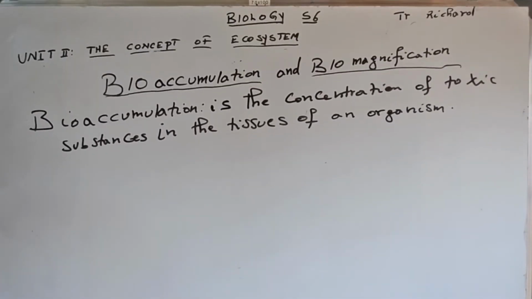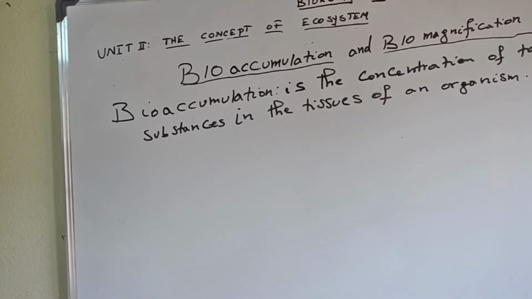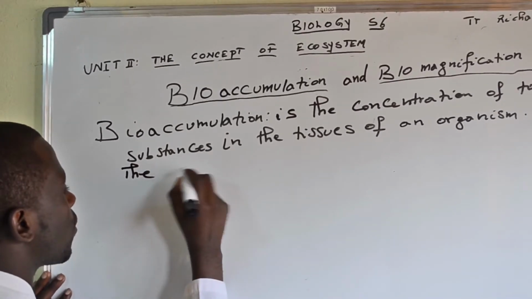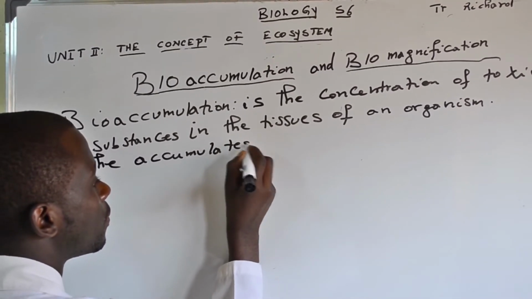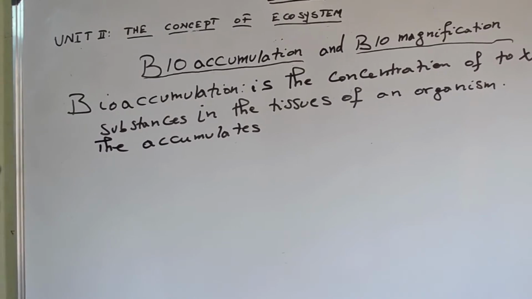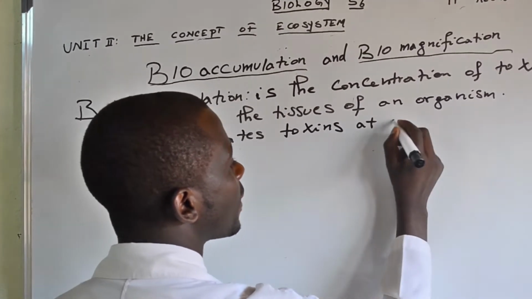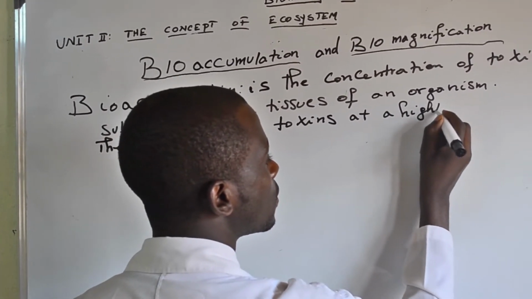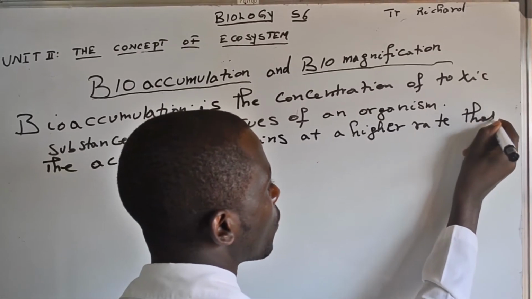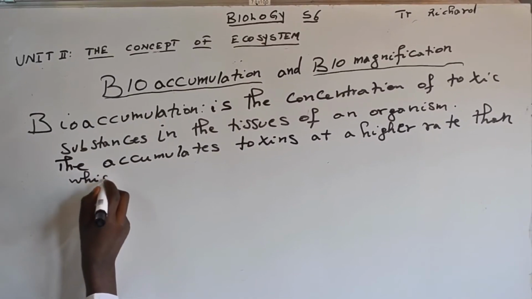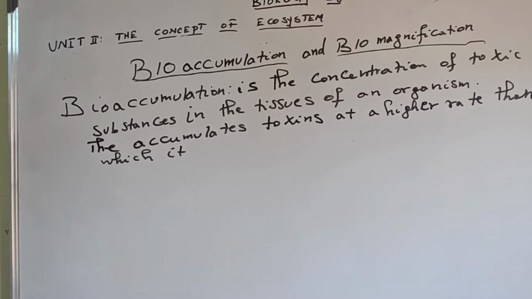Why does this happen? Because this organism accumulates or conserves toxic substances, toxins, at a higher rate than which it expels them.